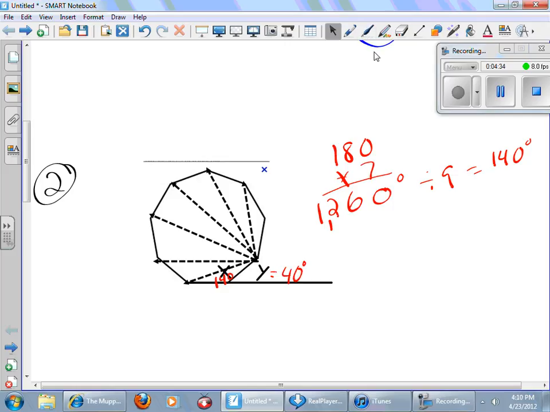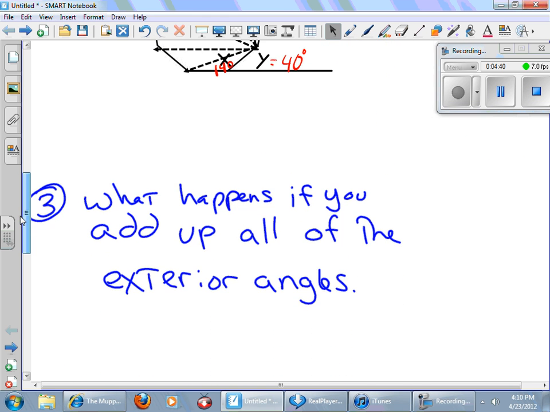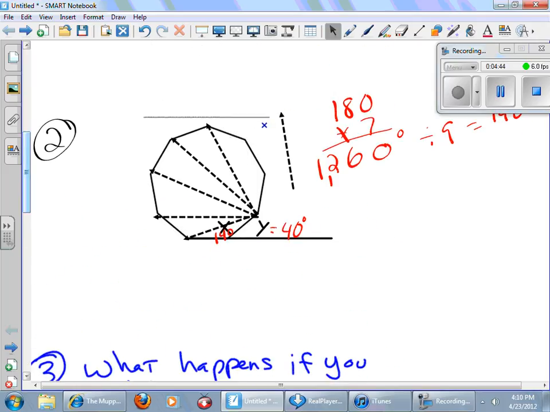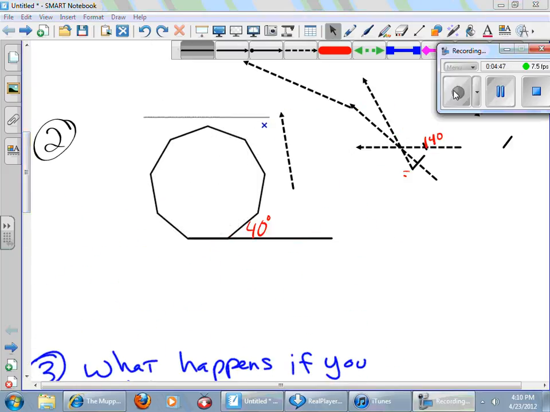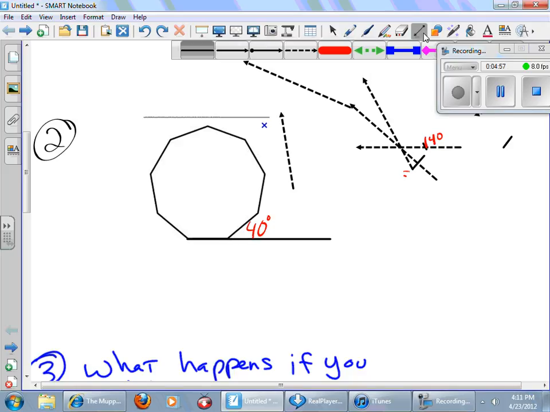Now, the next question I have for you is what happens if I add up all of the exterior angles? Let me get this picture clear. Hold on one second. Now this 40 degrees is an exterior angle. To get the exterior angles, I need to be consistent here.